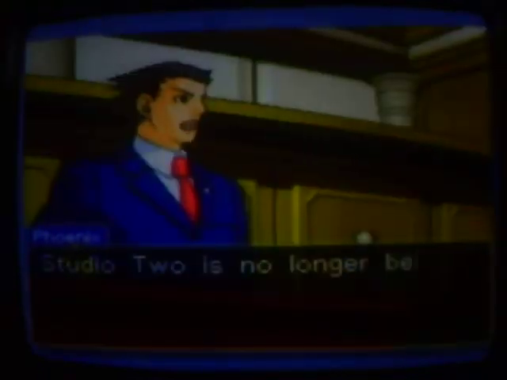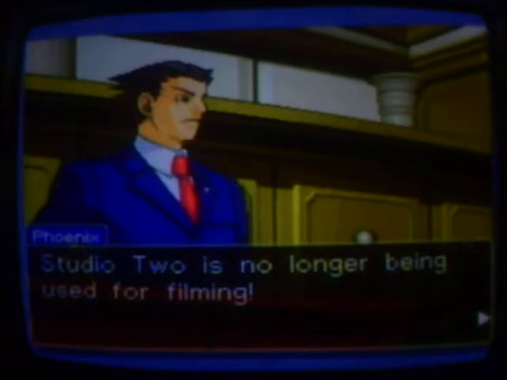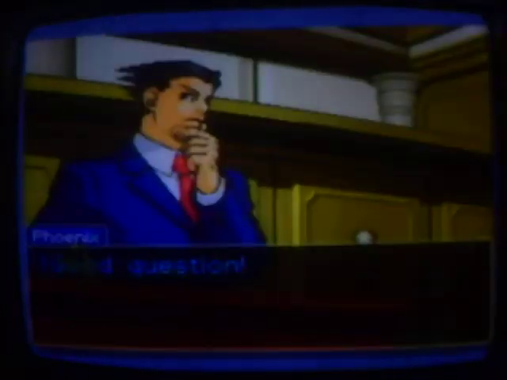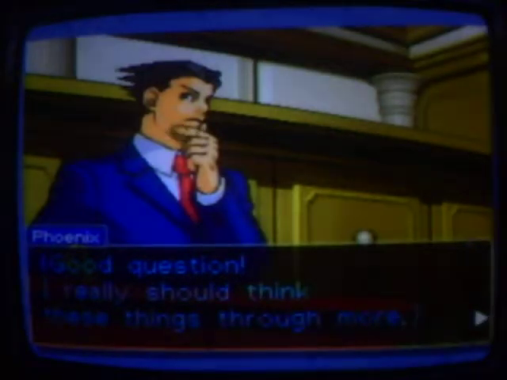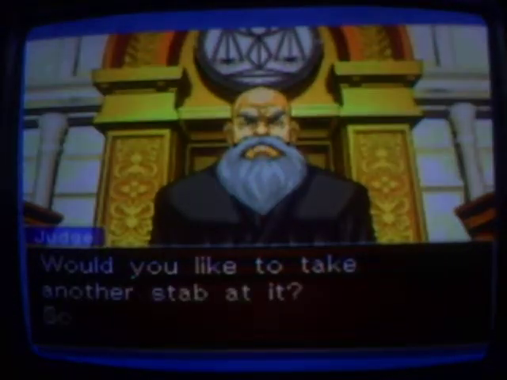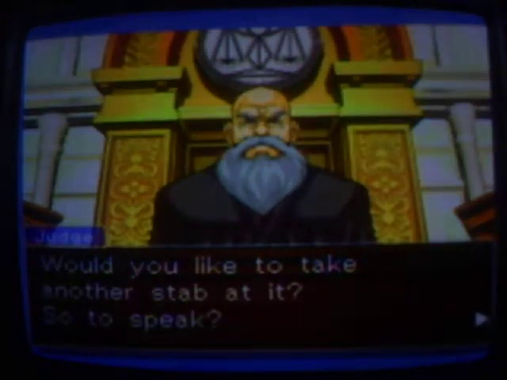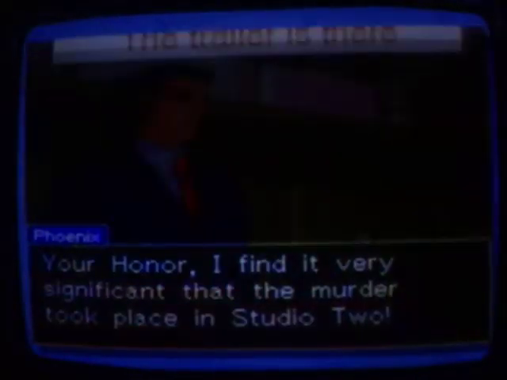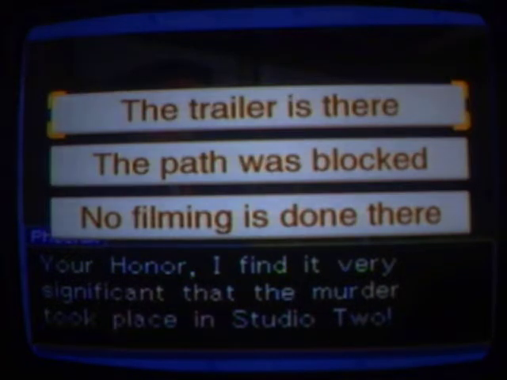No filming is done there. Studio 2 is no longer being used for filming. I see. And this is significant why? Good question. I really should think things through more. Why, would you like to take another stab at it, so to speak, stabbing away, Your Honor? Your Honor, I find it very significant that the murder took place in Studio 2.